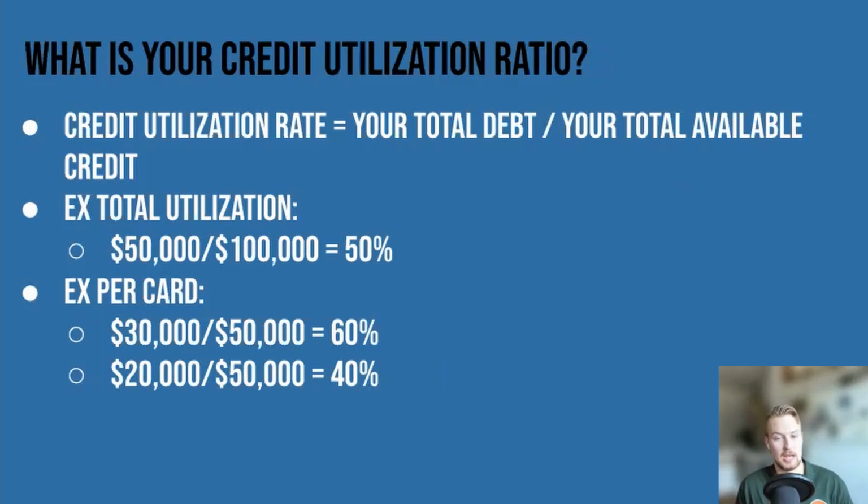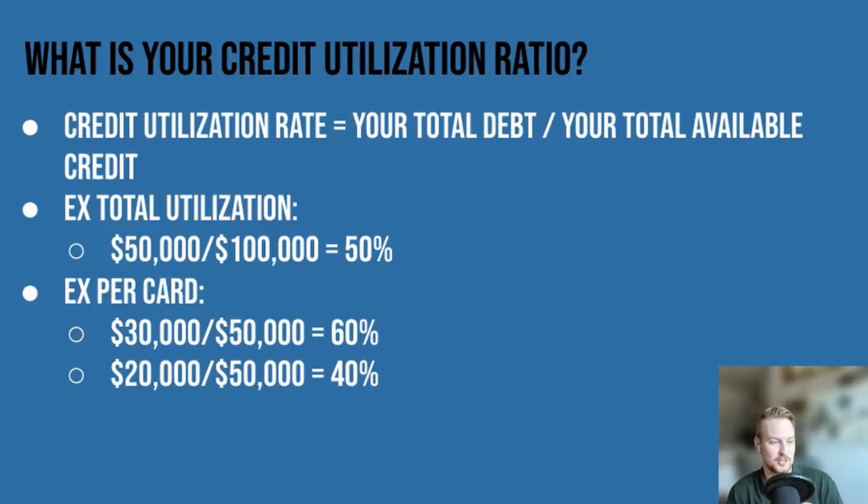For example, if you have a total of $100,000 in credit available across 2 credit cards and a balance of $50,000 on one, your credit utilization rate is 50%. You're using half of the total credit you have available to you. You can calculate an overall credit utilization ratio as well as a ratio for each of your credit accounts. This is called your per card ratio.